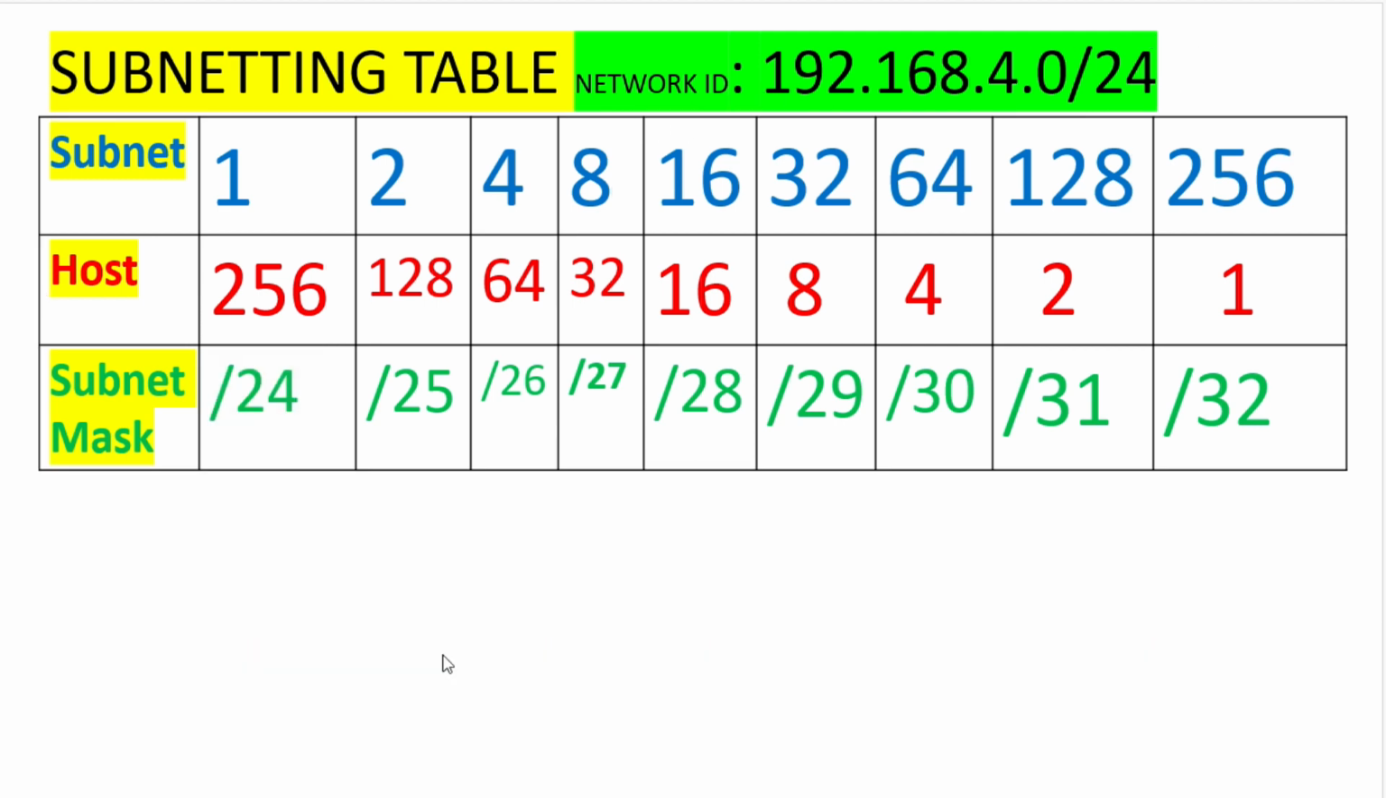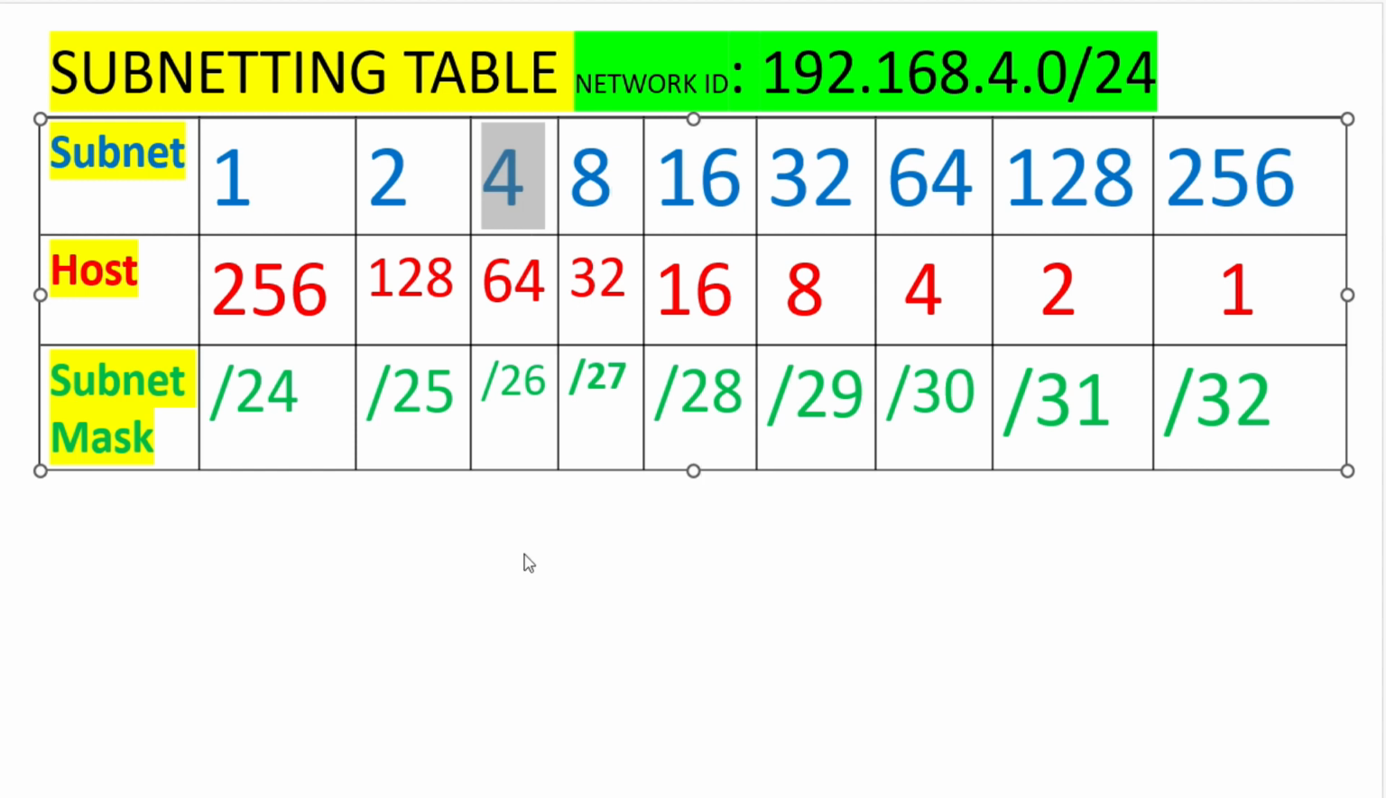Now let's go back to the question. We are given a network ID of 192.168.4.0/24 and we are required to create 3 subnets. Now let's look at the subnetting table and try to find the 3 subnets in the top row, which is the subnet row. Of course, there is no exact 3 subnets, but we can see 4 here. Four subnets is nearest to 3 and it's suitable. From 4 subnets, we are going to choose 3 subnets.